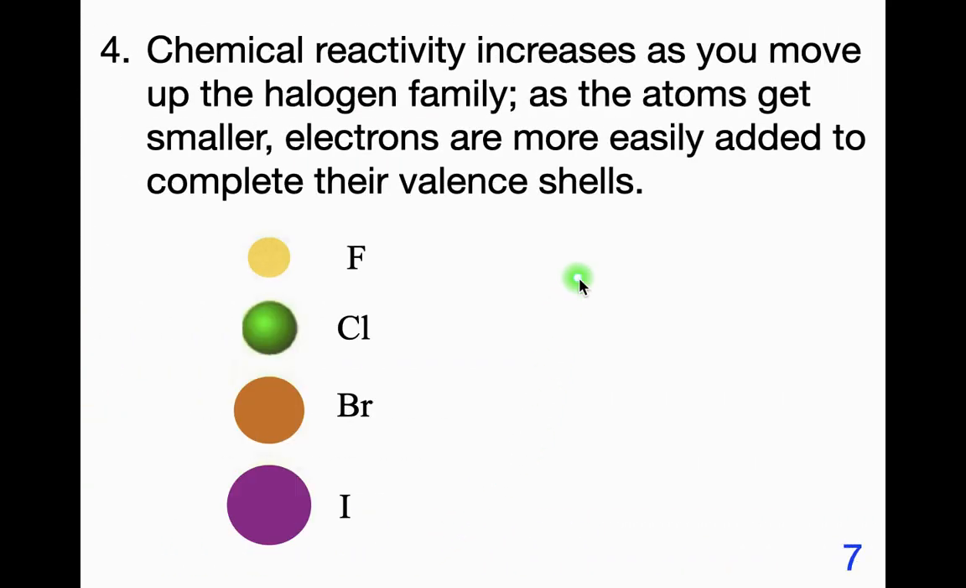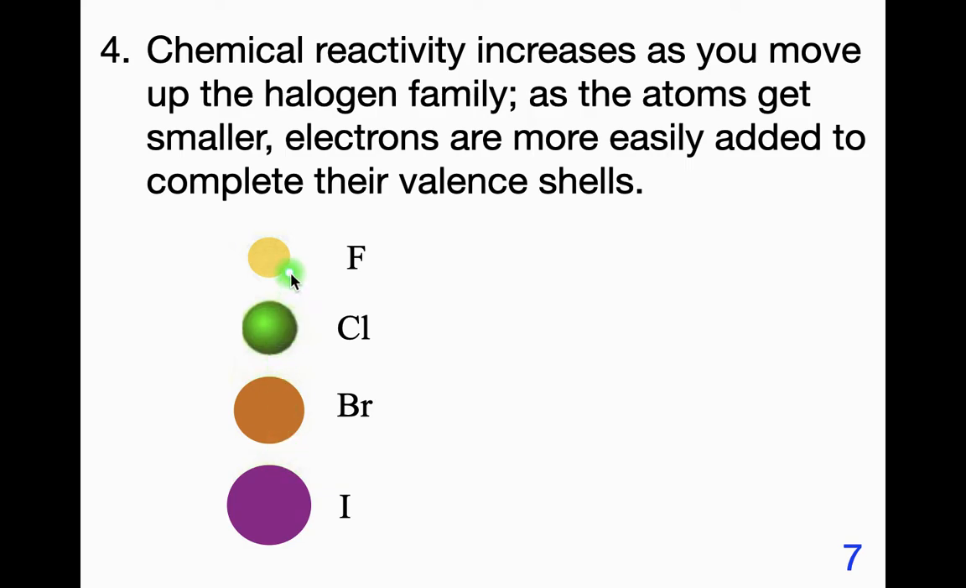Chemical reactivity increases as you move up the halogen family. As the atoms get smaller, electrons are more easily added to complete their valence shell. So here we're not talking about the halogens in respect of them being diatomic molecules, but just the individual atoms. So fluorine is smaller, and so it's going to be able to attract electrons much more readily than iodine.